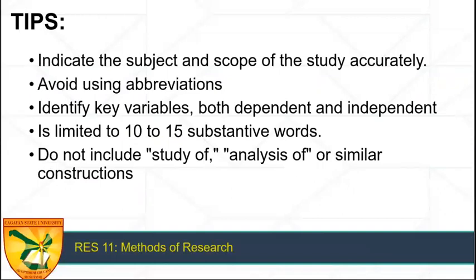So, tips in writing your titles: indicate the subject, who and the what, and the scope of the study accurately. Avoid using abbreviations. Identify key variables, both your dependent and independent variables. Limit it to 10 to 15 substantive words. And do not include "study of" or "analysis of" or similar constructions.